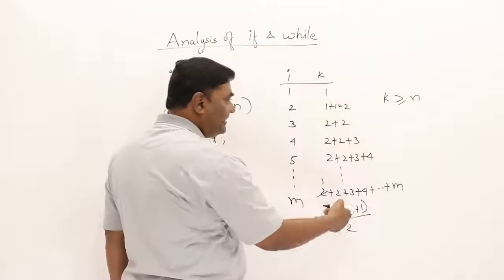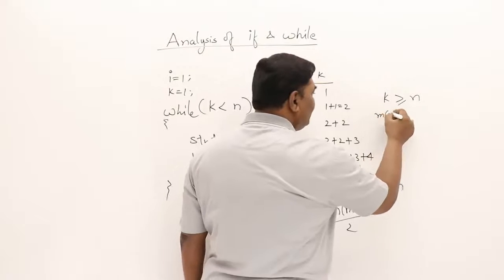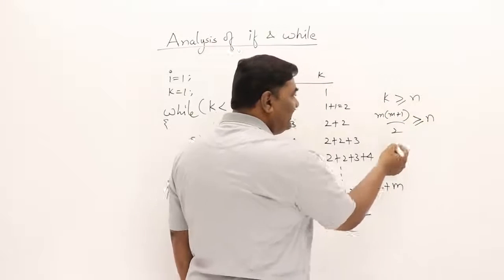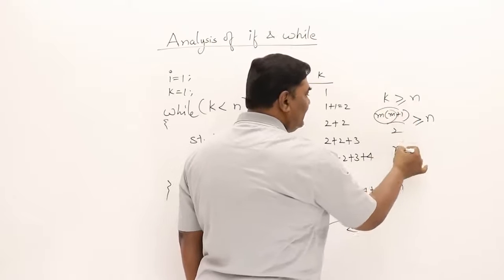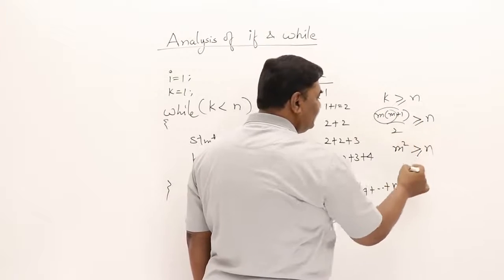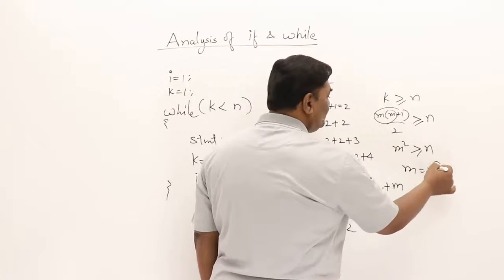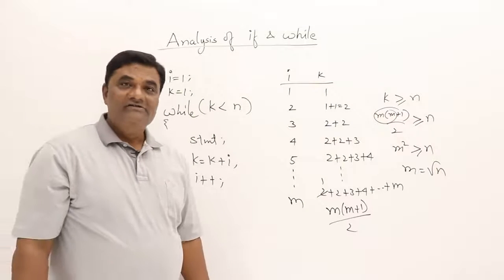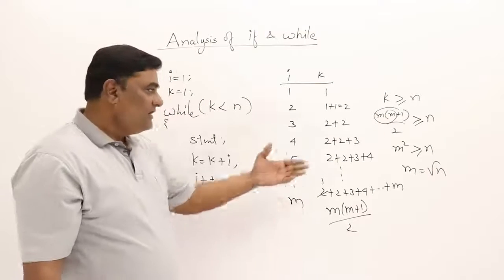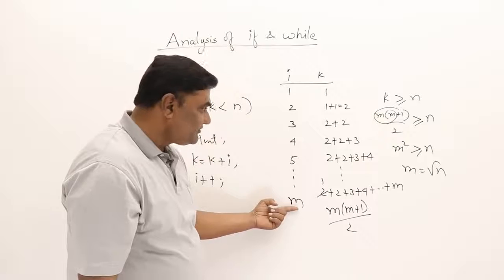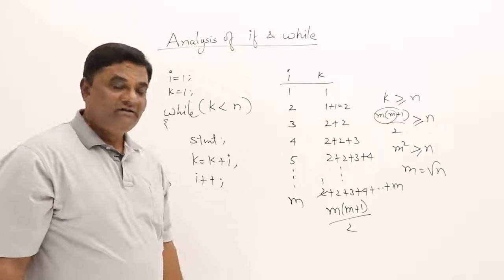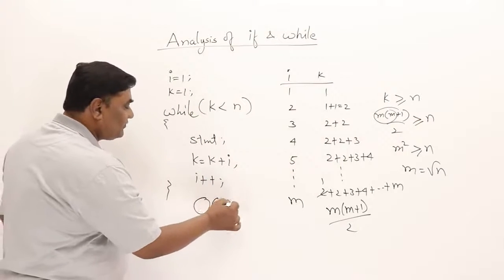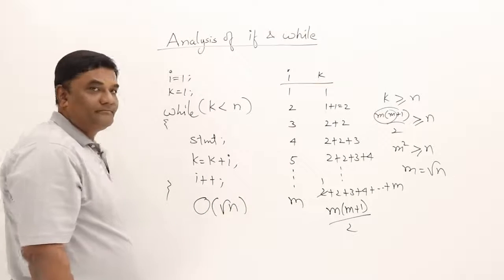So what is k I am saying? I have stopped k at m into m plus 1 by 2, that is greater than or equal to n. This is roughly equal to what? m square is greater than n. So m is what? Root n. Approximately it is root n. So it will repeat for m times. So what is m? Root n. So the time complexity of this one is order of root n.